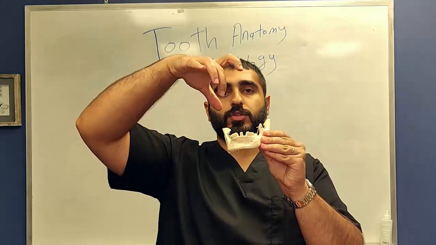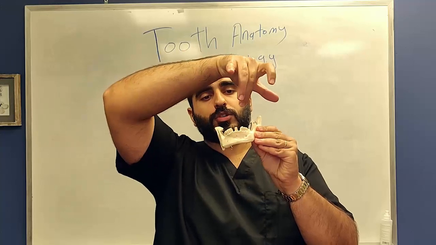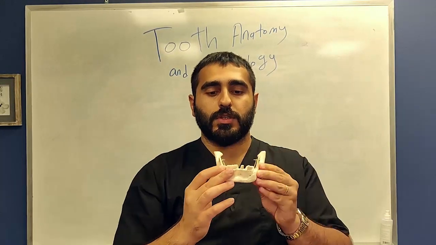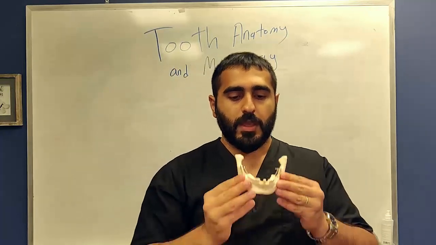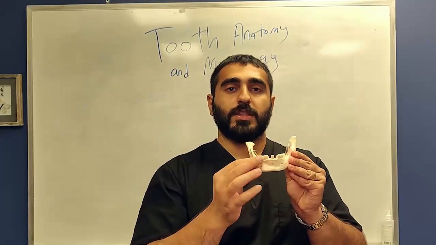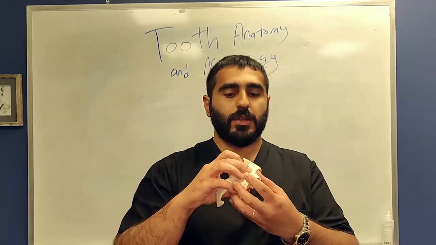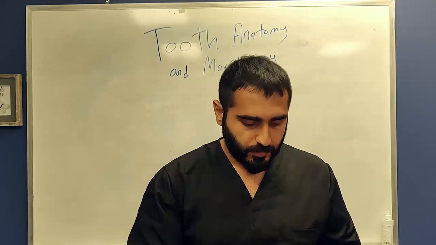So the first quadrant was on the right, the second quadrant was on the left, third quadrant is also on the left, and the fourth quadrant is on the right side. So this is the mandible, and these are the mandibular teeth or lower teeth. This is the maxilla and the maxillary teeth.